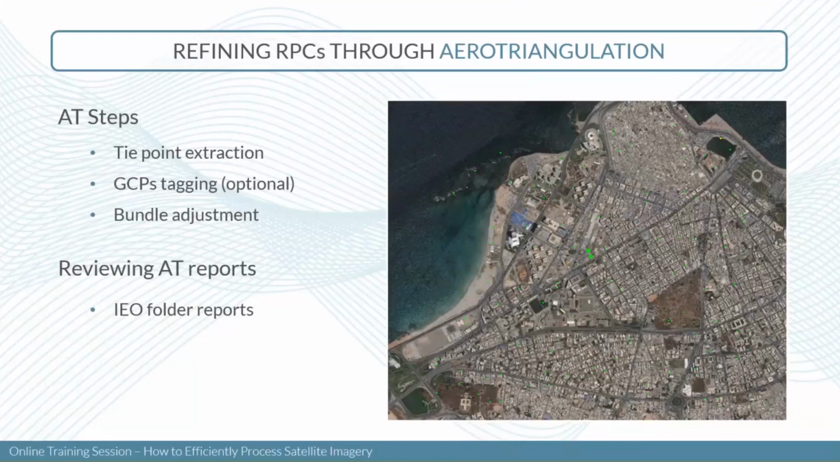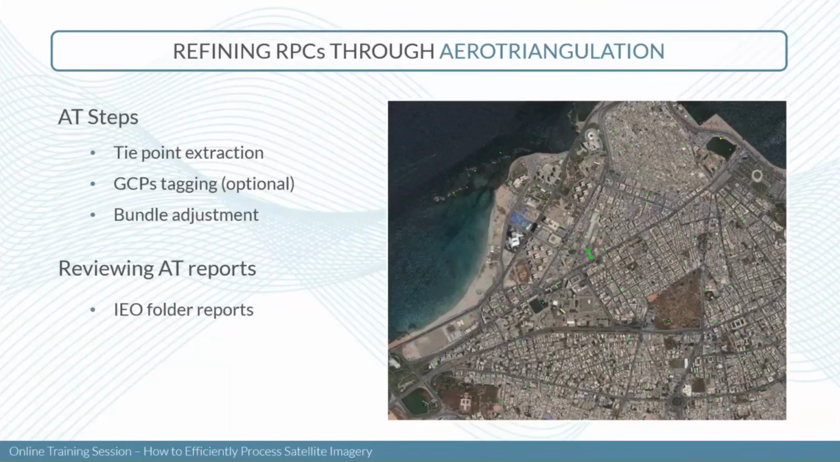Then, if you want to have a better overall accuracy of your photogrammetric model, you can add some ground control points and some checkpoints. The difference is that the ground control points will be used during the bundle adjustment to refine the RPCs, and the checkpoints will be there to assess the overall accuracy of the final bundle solution.